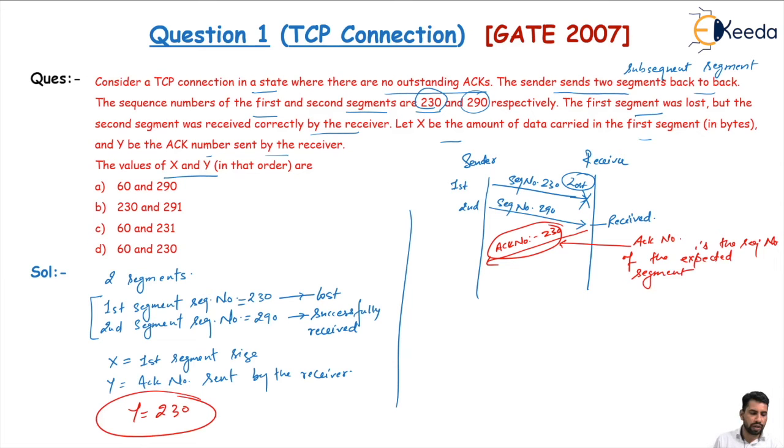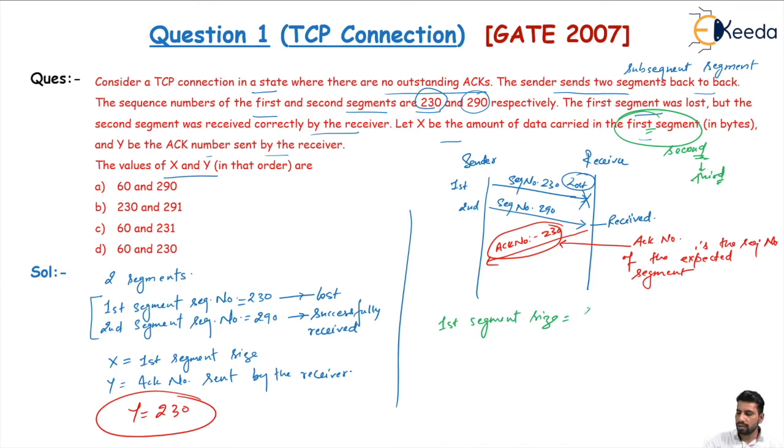Next we need to find the value of x. Actually this question is a little confusing for the students. If the second segment were asked instead of the first, we could explain it easily. The first sequence number is 230. They can ask you the size of the second one also, and for that you need to know the sequence number of the third segment. Here they ask the first segment size.